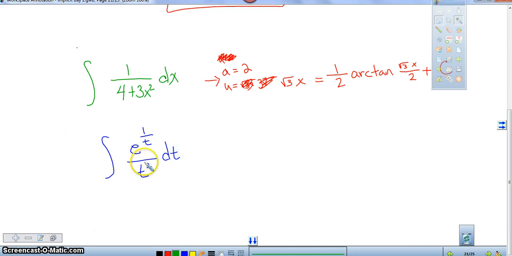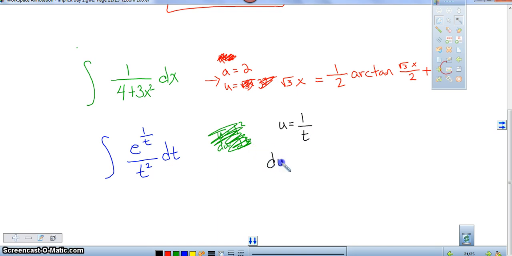Well, when you first look at this, maybe you think that u could equal t squared. But that means du would be 2t. There's no 2t, so that doesn't work. So what else could u equal? It could equal the exponent of your number e. So u could be 1 over t.